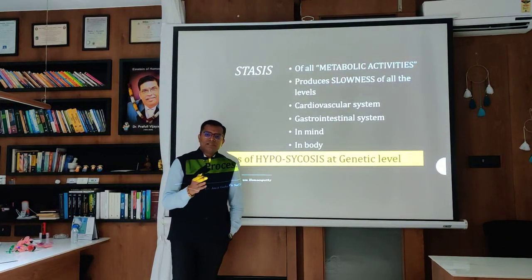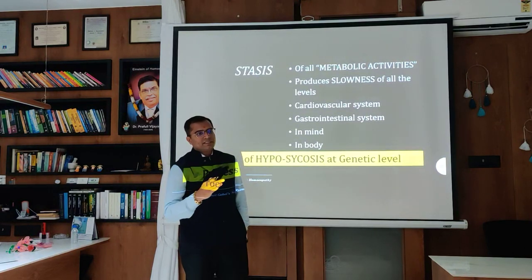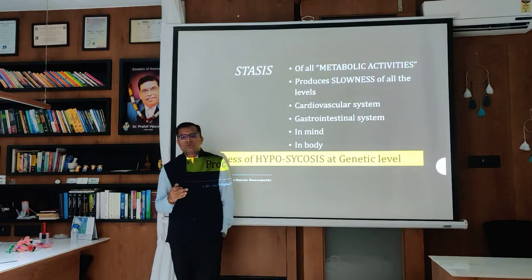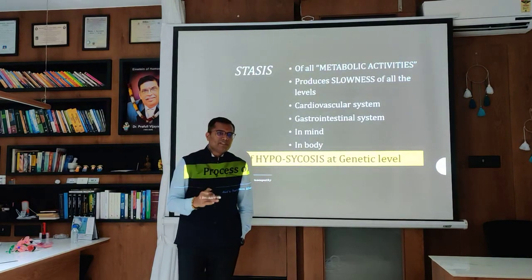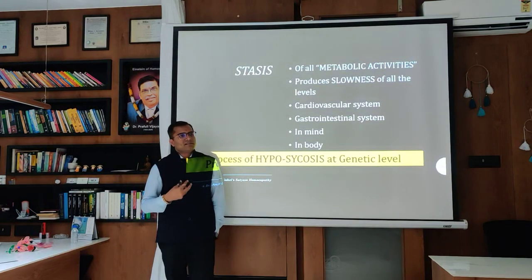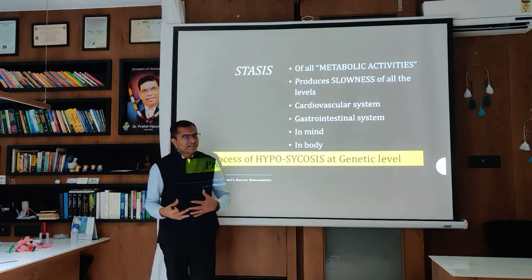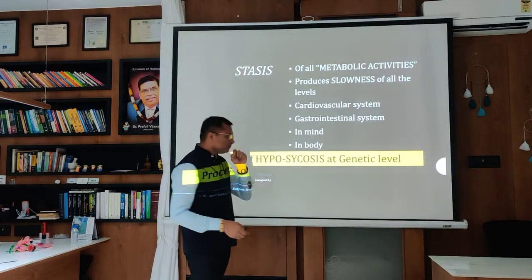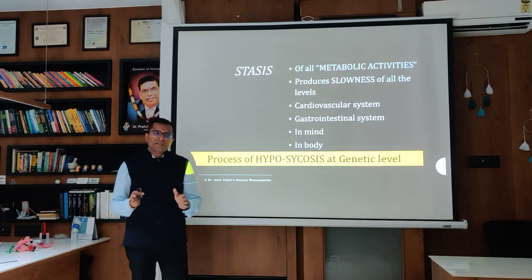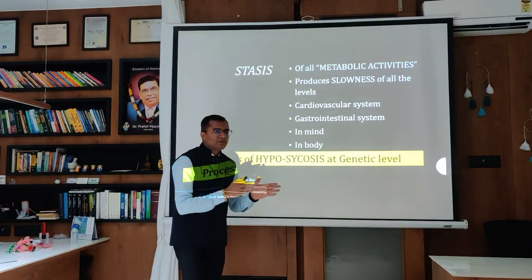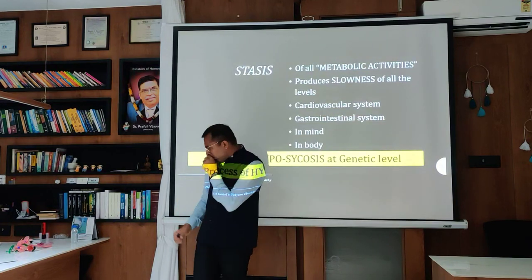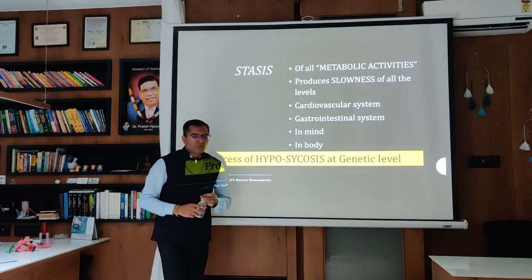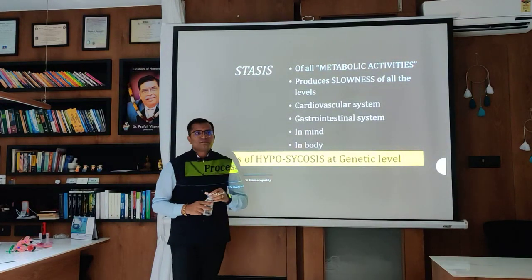Now what does stasis represent? Stasis of all metabolic activity. So most of our metabolism goes into slowness. So what happens? It produces slowness at different levels, specifically at our major systems called the cardiovascular system, gastrointestinal system, and in the body as well as in the mind. So it represents the miasm, hypopsychosis, the process of hypopsychosis at the level of genetics.